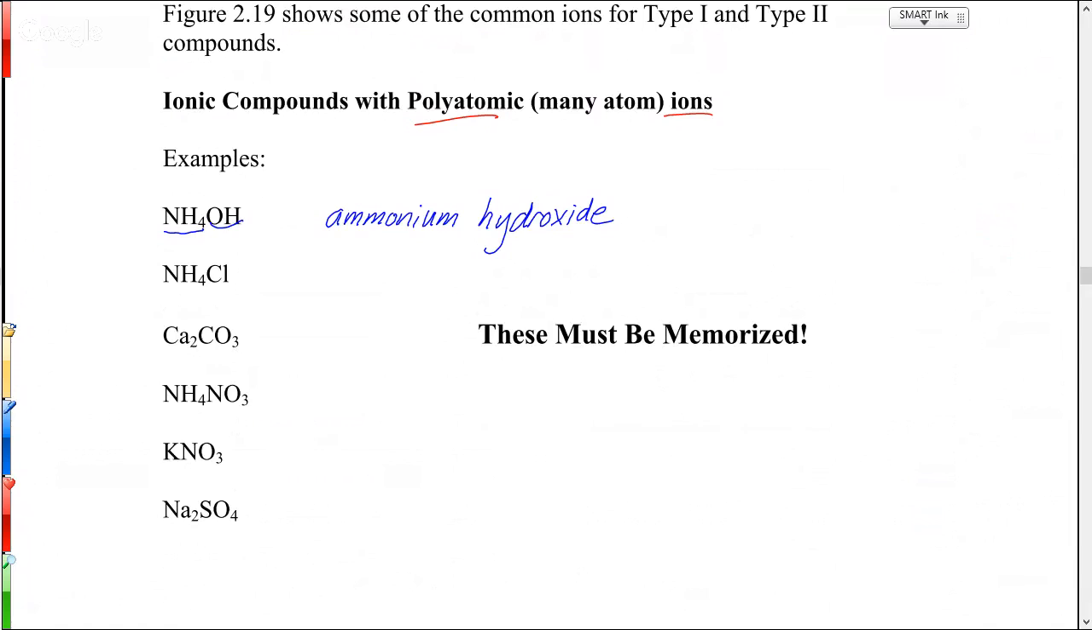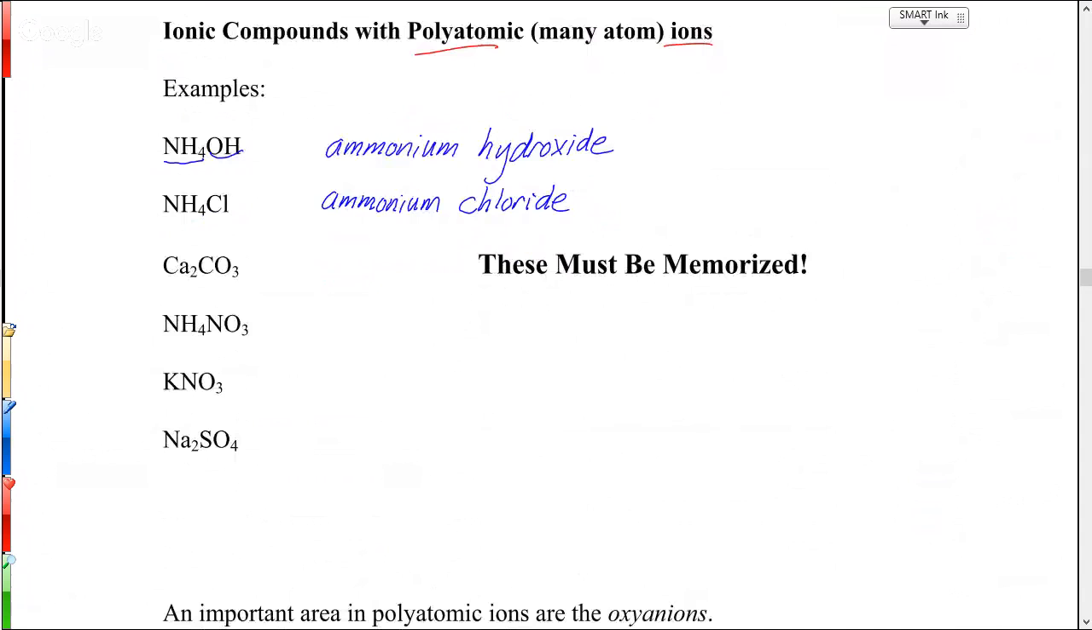What about the next one? Go ahead. Yeah, so this one's going to be ammonium chloride. What about the next one down? Give it a try. Close. This one is calcium carbonate. Bicarbonate is HCO3.